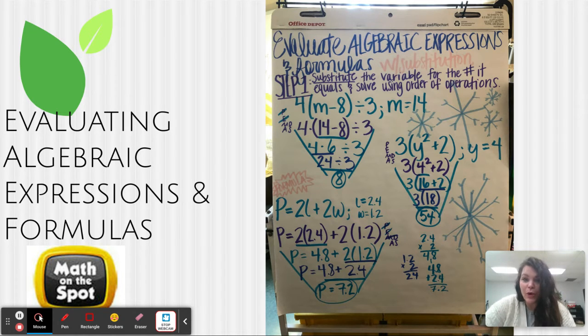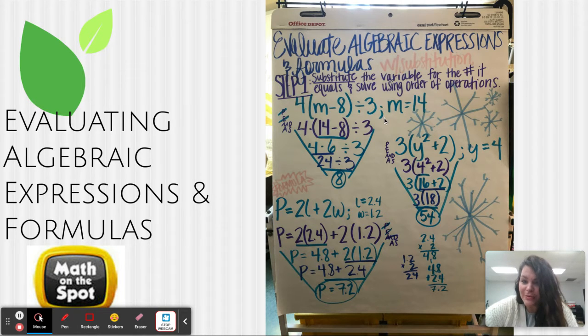So hopefully you have step one written down and your page all labeled. Remember, this goes in the next blank page behind chapter 7. The first one we're going to talk about is this one right here. It says 4 times (m minus 8) divided by 3. And then we've got the semicolon, which you've never seen before, and we're going to talk about that. m equals 14. So write that down really quickly, and then let's discuss it.